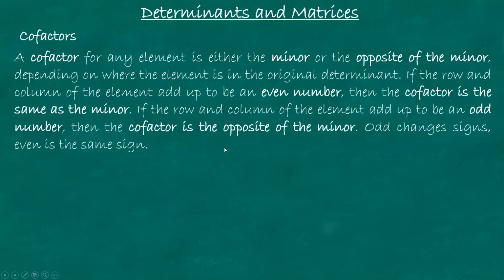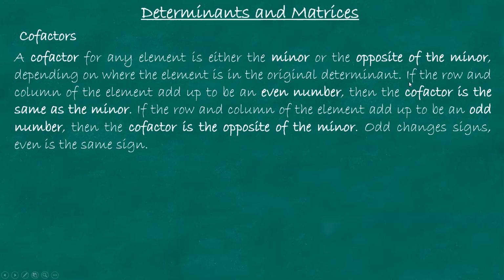Now, ang cofactor is yung ano. A cofactor for any element is either the minor or the opposite of the minor. Ang pasabot sa opposite sa minor, sa sign isa. Like, kung ang minor anto positive, ang opposite niya is negative. Depending on where the element is in the original determinant. O depende kung asa nakalocate ng element.